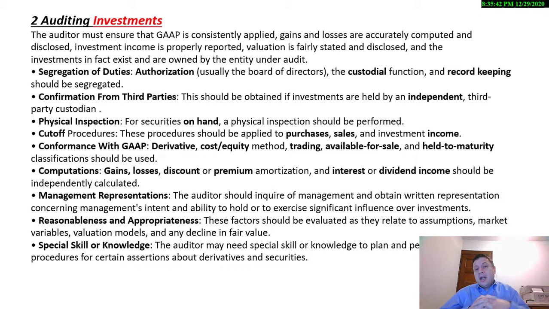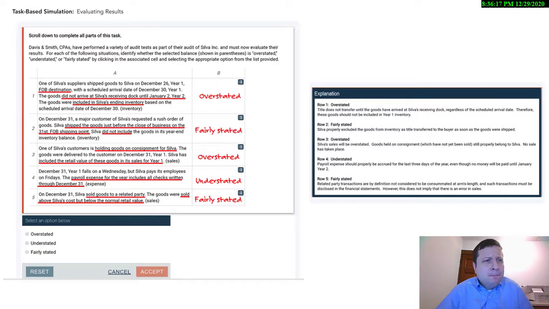Reasonableness and appropriateness. These factors should be evaluated as they relate to assumptions, market variables, valuation models, and any decline in fair value. You want to know if these are valued properly. Special skill or knowledge. Related to the last point, the auditor may need special skill or knowledge to plan and perform auditing procedures for certain assertions about derivatives. It may be too complex, it may be too technical, and you might need to seek outside special skill or outside knowledge.